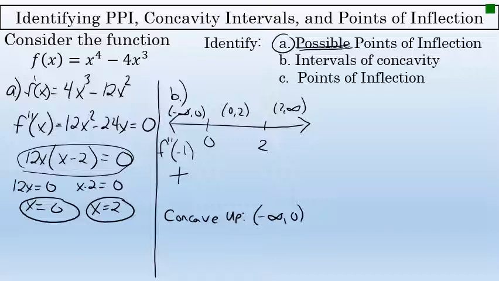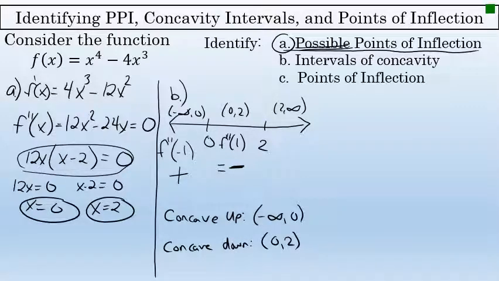How about from 0 to 2? Just because x equals 0 is a possible point of inflection, that doesn't necessarily mean that the graph will change concavity here. Let's test and see. If I choose a value in the interval from 0 to 2 and substitute that into the second derivative, in this case I'll pick 1, I will get 12 times 1 is 12. 1 minus 2 is negative 1. 12 times negative 1 is negative 12. The important thing is that it is negative. That tells me that this function's graph is concave down in this interval. From 0 to 2, this function is concave down.